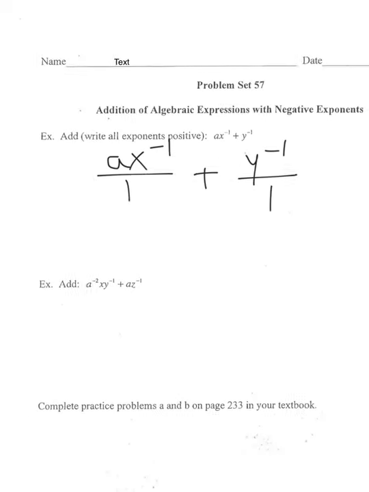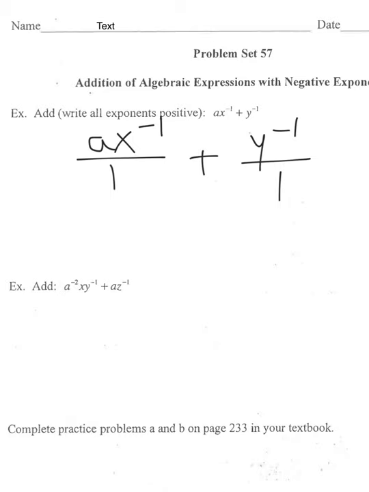Now, the first thing that I recognize is that when I have a variable raised to a negative exponent, that's equivalent to having that value in the denominator of a fraction. So I might think of a times x to the negative first all over 1 plus y to the negative first all over 1. And then I say, okay, if this is true, then this x to the negative 1 would be the same as x to the positive 1 in the denominator of this fraction. Leaving the a on top, we would get something that looks like this.